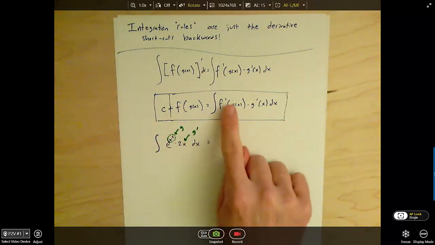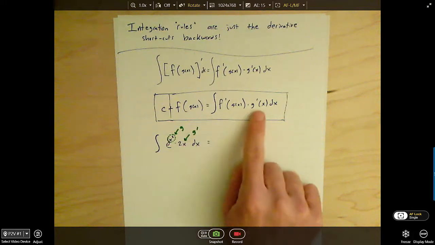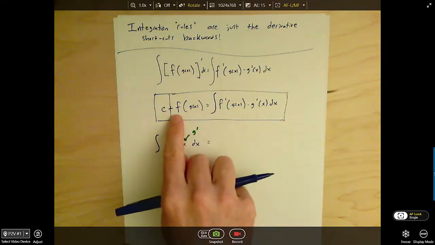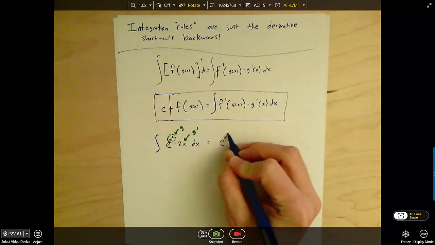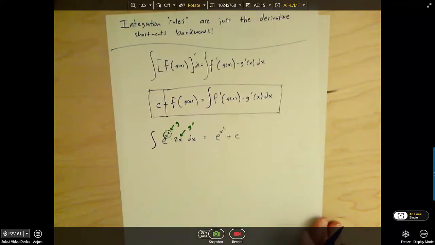So here, e to the x is my f prime, x squared is my g, and then 2x is my g prime. And so this tells you that the result should just be f of g, or in other words, e to the x squared plus my constant of integration.